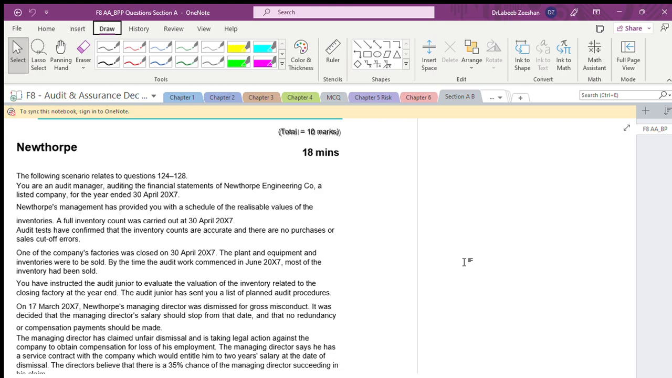And in today's session, we are going to cover F8 Audit and Assurance, Section A question, a scenario based on the audit test and the assurance which we have to audit work as such.